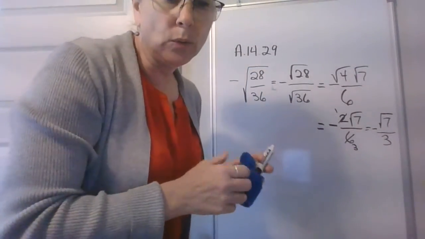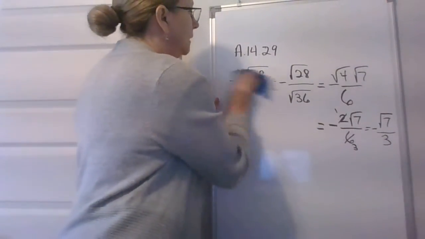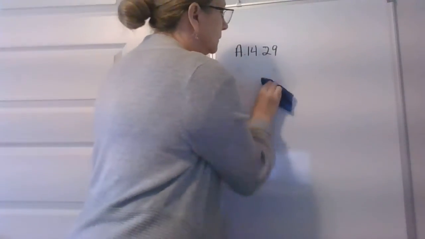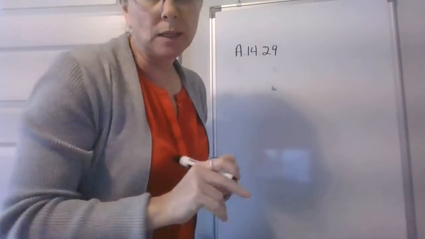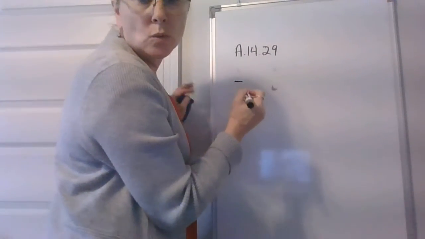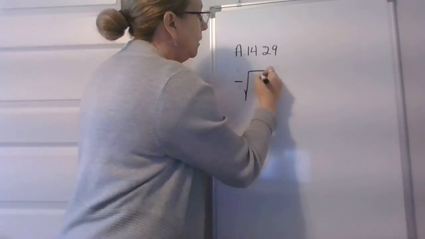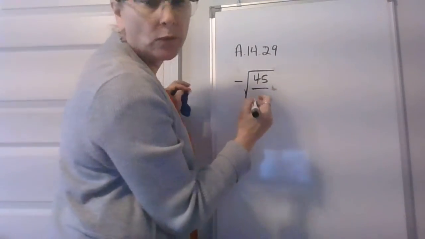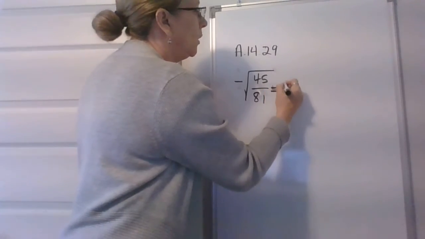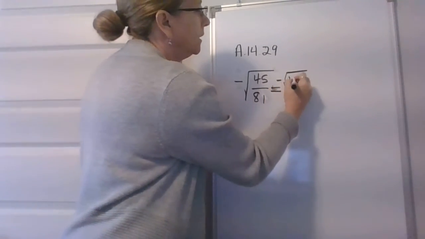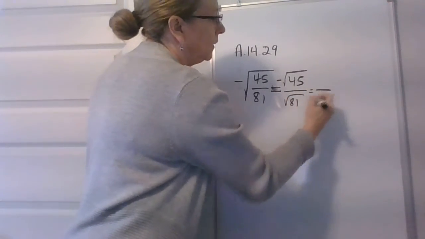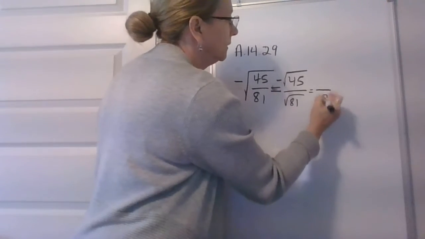Now here's another one of those problems. Let's go back. The other problem is negative square root of 45 over 81. So again, split it apart, keeping that negative, square root of 45 over the square root of 81. Take that perfect square of 81, which is 9.